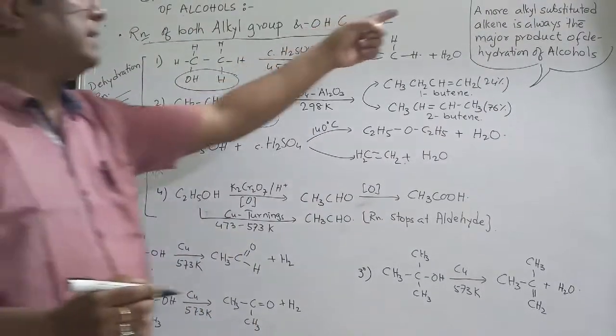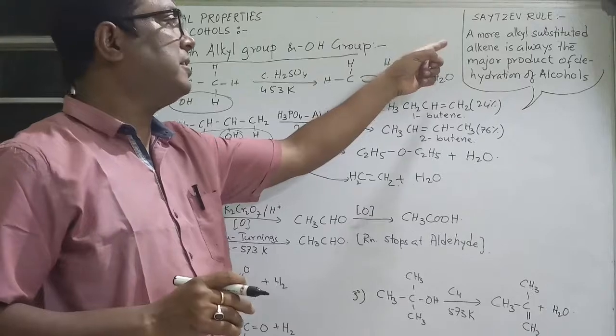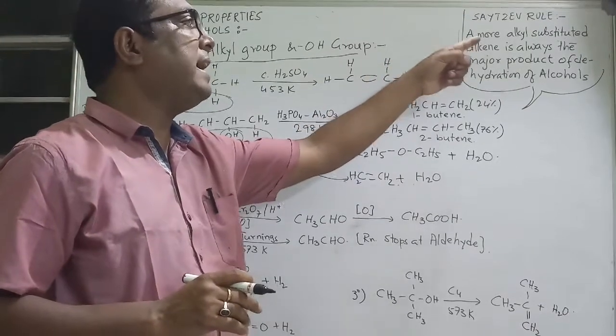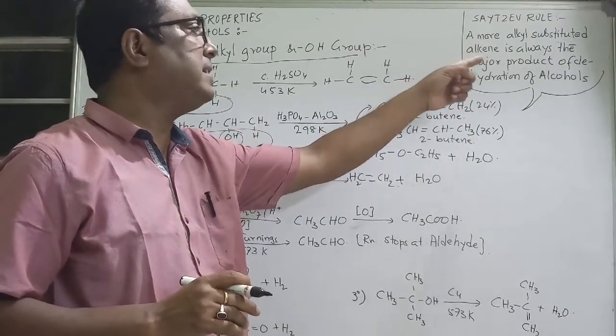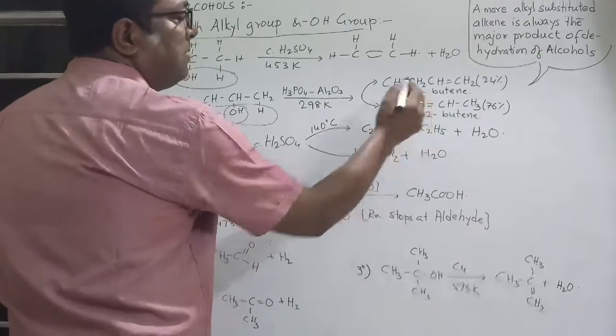Now there is a rule here. This is called Saytzeff rule. So Saytzeff rule says that a more alkyl substituted alkene is always the major product. So here you see this is 2-butene and this is 1-butene.